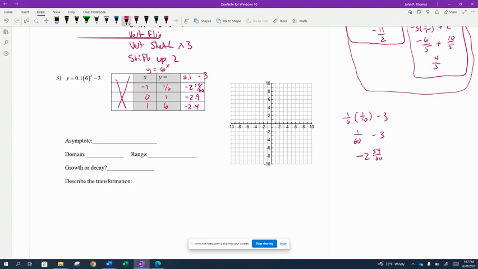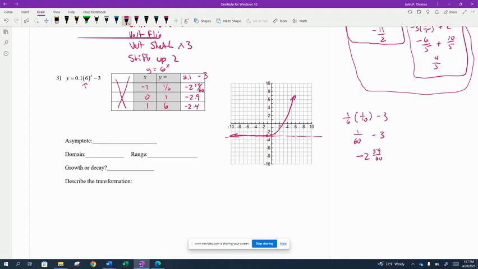So I've got -1 and really close to -3. Then we've got 0 and -2.9. So again, pretty darn close to -3. And then we've got 1 and -2.4. So that jumped up a little bit more. The whole thing was shifted down 3, so I know my horizontal asymptote is here at -3. And then the base was bigger than 1, so I know this is exponential growth. That's going to be enough for me to get a close enough graph for what we need.